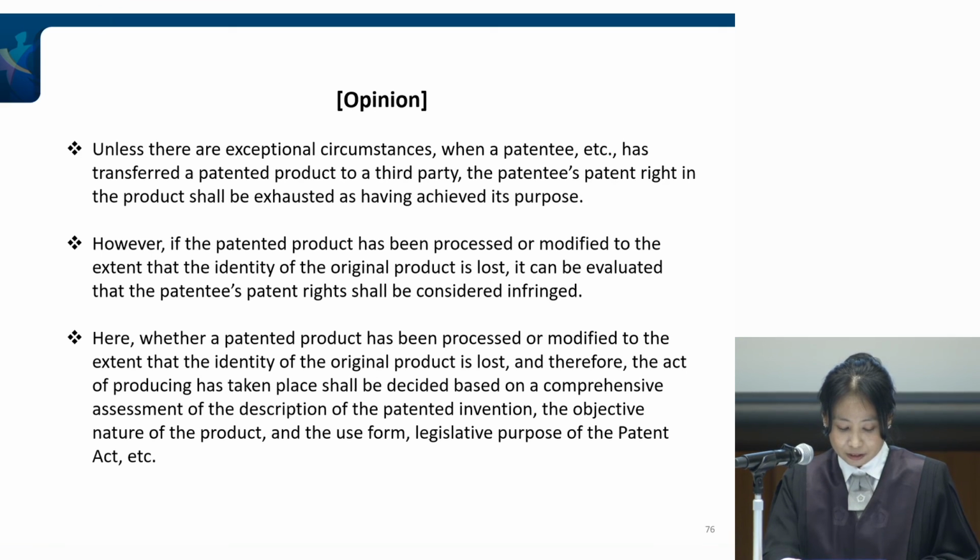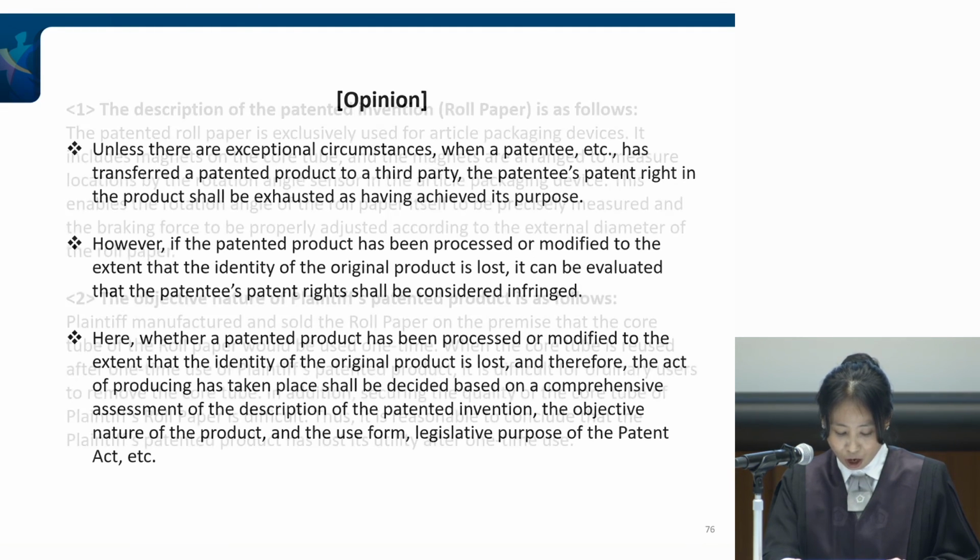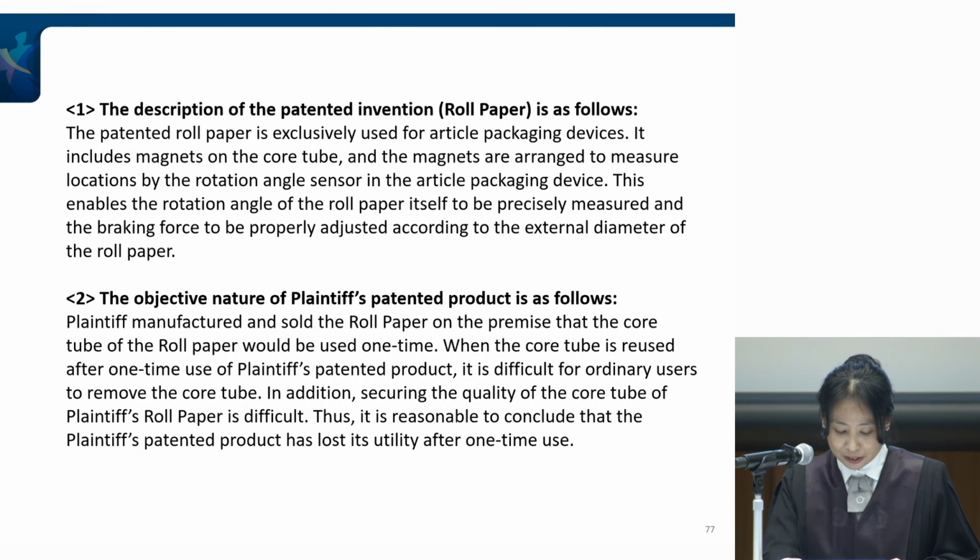First, the description of the patented invention, the wallpaper, is as follows. The patented wallpaper is exclusively used for article packaging devices. It includes magnets on the core tube, and the magnets are arranged to be measured by the rotation angle sensor in the article packaging device. This enables the rotation angle of the wallpaper itself to be precisely measured and the braking force to be properly adjusted according to the external diameter of the wallpaper.